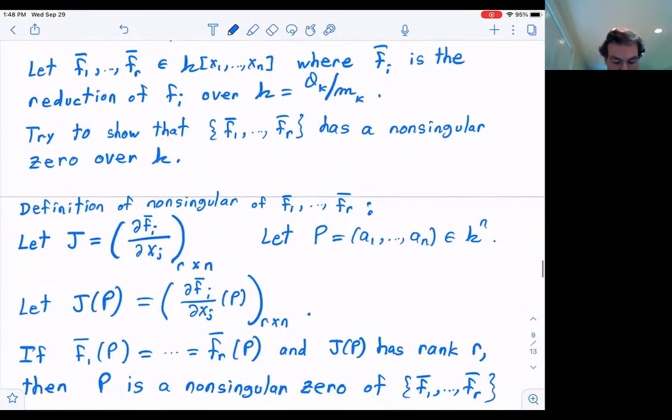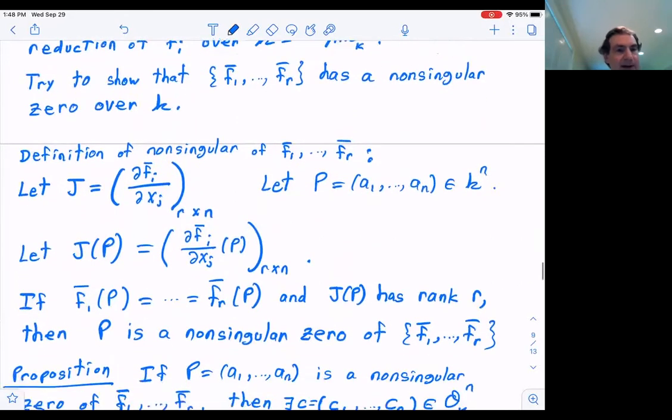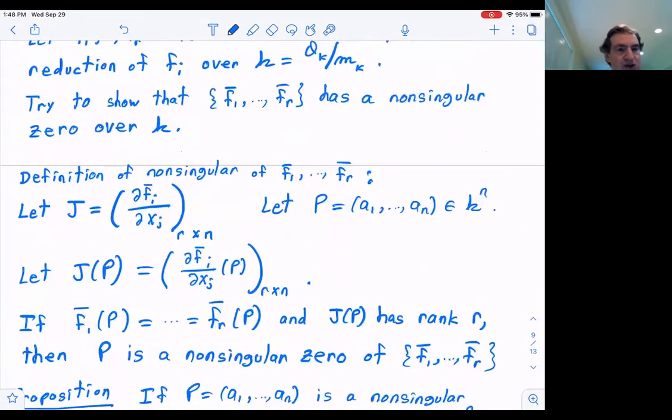So the definition of a non-singular 0 would be this. You form the so-called Jacobian matrix. So you look at the R by N matrix, whose ij entry is the partial derivative of F sub i bar with respect to X sub j. So there are R forms and N variables.